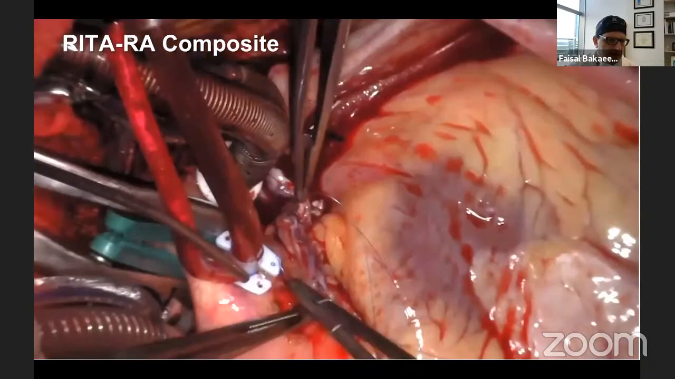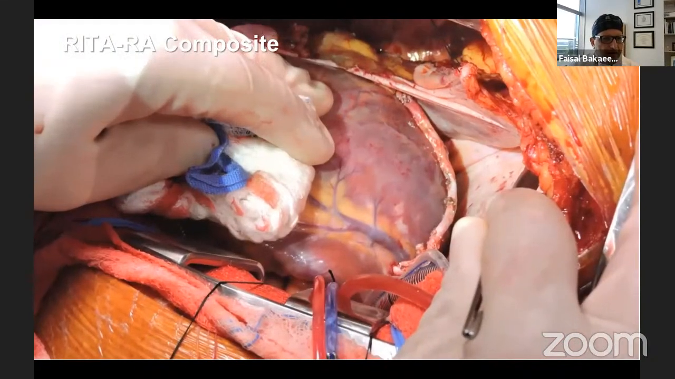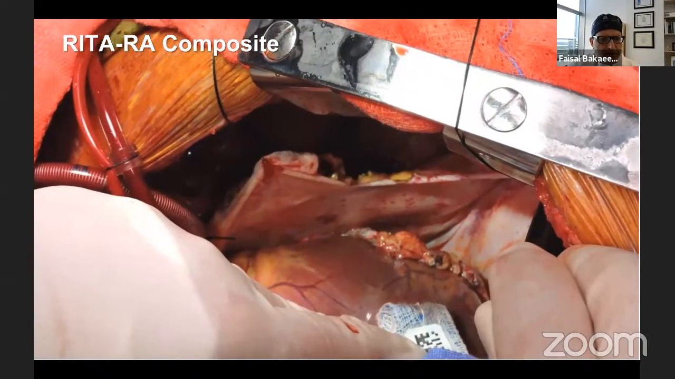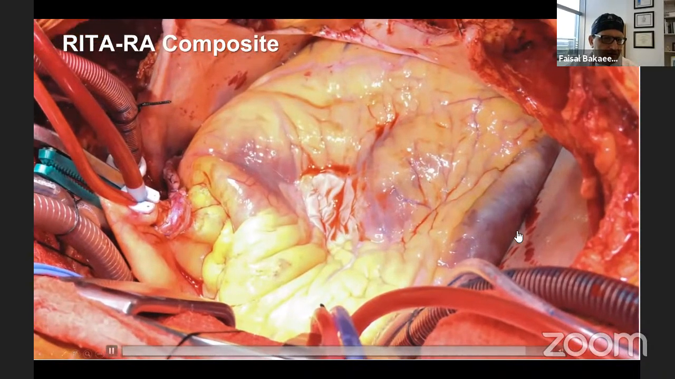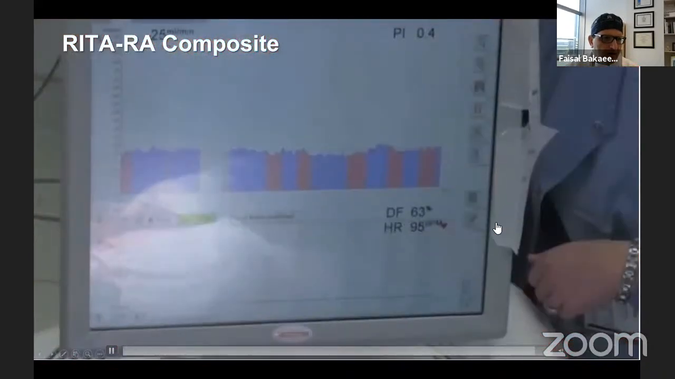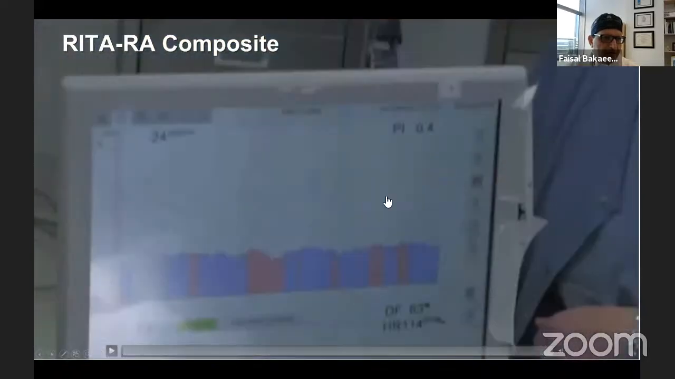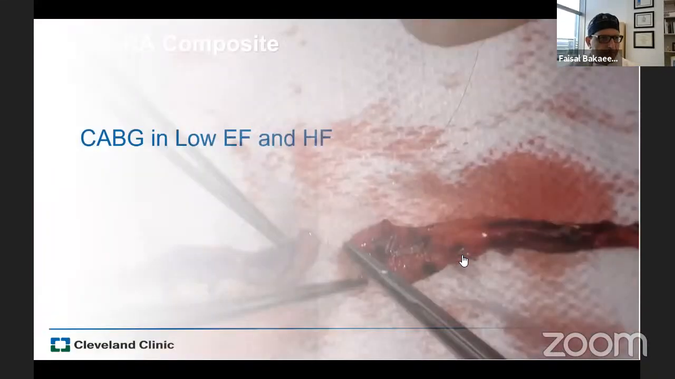And then this is the radial that we're showing to a thin aorta. So this is what you get. You get the whole inferior lateral wall supplied by arterial grafts. Then you put the LITA to LAD. So this patient will probably never ever require a redo operation. And then we'll look at the flow. Always quality control is key.